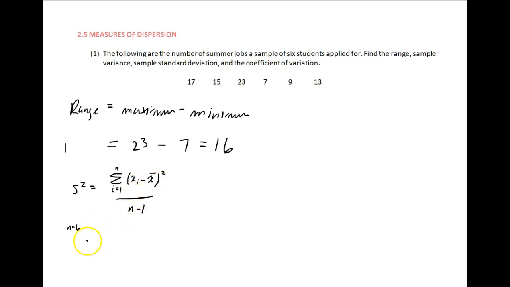But what is x bar? x bar is the sample mean. Okay, x bar is equal to the sample mean. So we have to find the sample mean first. So the formula for sample mean is just the average, right? That's just what we covered in the last video.